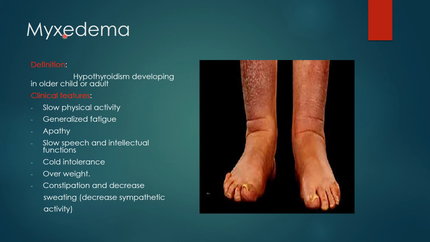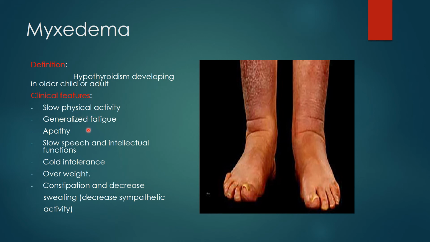The second most important condition of hypothyroidism is myxedema, which occurs in adults or in older children. By definition, hypothyroidism which develops in older children or adults is called myxedema. As the name indicates, there is an edematous swelling of the subcutaneous soft tissue.